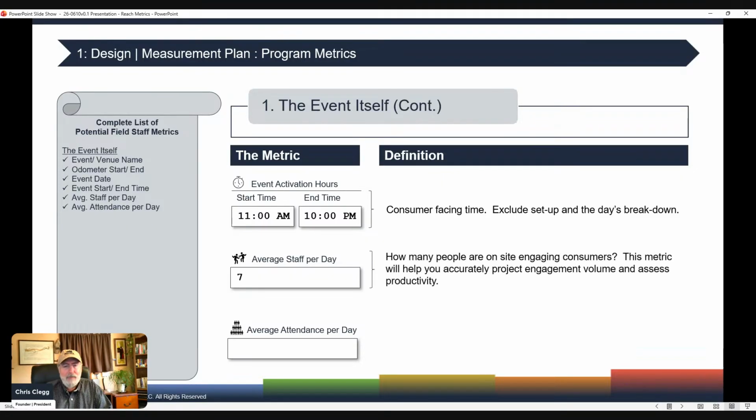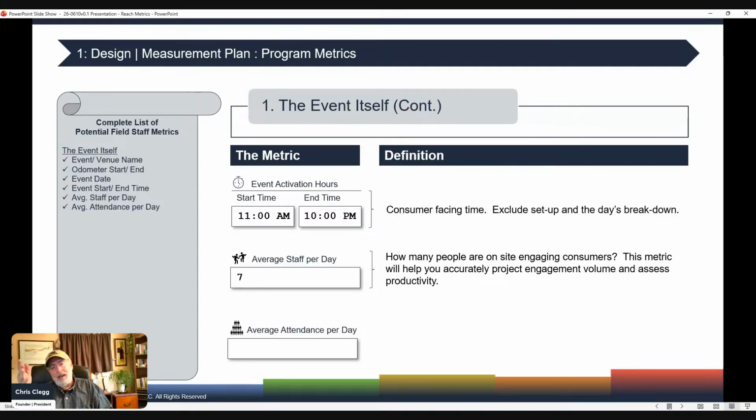And then you want to get average staff per day. Ideally, it's the actual number of staff that were on site. If you had different staff coming and going throughout the day, so you get different levels of staffing, you can use an average for that day. Now, what you've got to do when you are comparing events is you've got to multiply the hours you are activating by the number of staff, and so you get a count of consumer-facing hours.